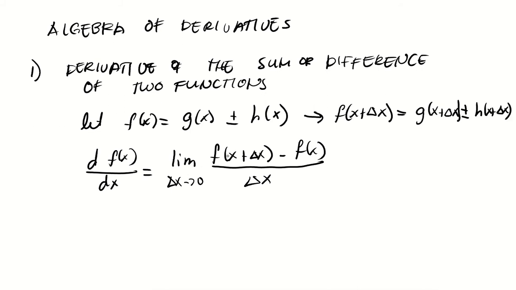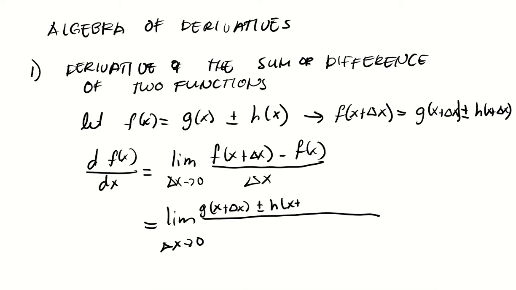Then we substitute it here. So this will be equal to, in terms of g and h, g of x plus delta x plus or minus h of x plus delta x. Then we subtract f of x, which is this one. So I just put a quantity here, g of x plus or minus h of x. So this part will be our f of x, and this is f of x plus delta x. And we divide it by delta x.